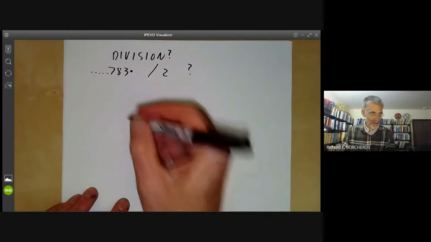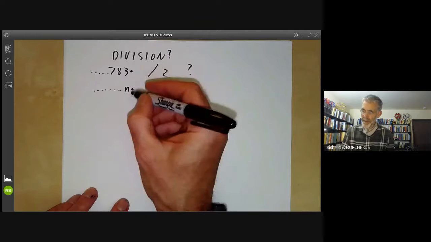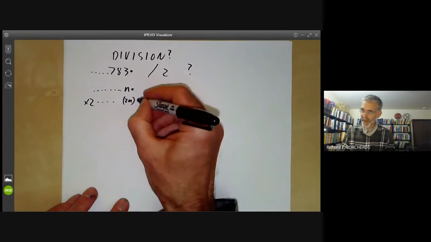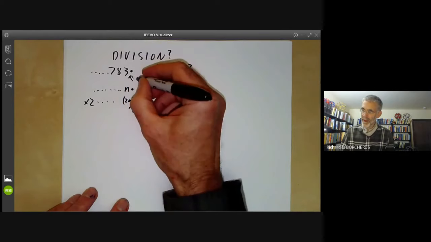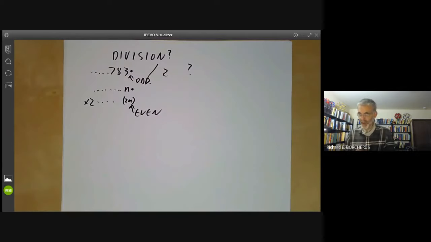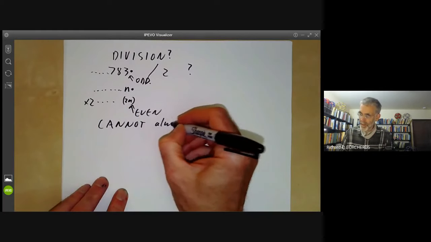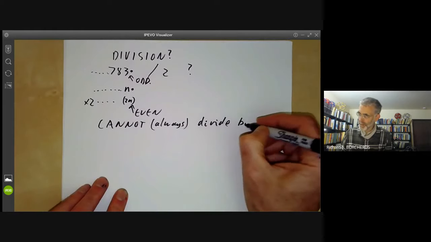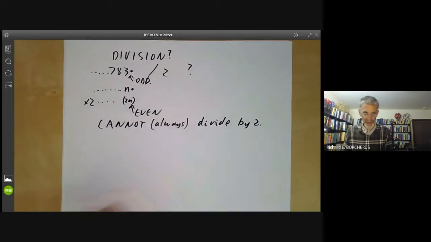Well, this fails, because any 10-adic integer ends in some digit n, and if we multiply it by 2, it will end in the digit 2n, which is even. And you see this is an odd digit here, so it can't be 2 times a 10-adic number. So we cannot always divide by 2. You can divide by 2 if the last digit happens to be even, but not in general.